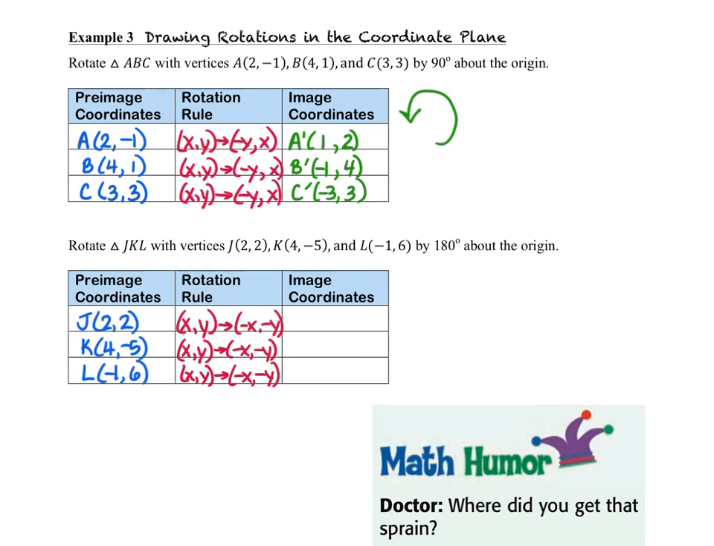So it's going to be really easy for us to come up with our image coordinates. J prime is going to be located at (-2, -2). K prime is going to be located at (-4, 5). And L prime is going to be located at (1, -6). Now again, ideally we're graphing these, but we don't have a grid, so just remember when you do these practice problems at the end of this lesson, which is coming up in just a second, you're going to need to graph your rotations. That means the pre-image and the image, labeling the points and labeling which one is the pre-image and which one is the image.